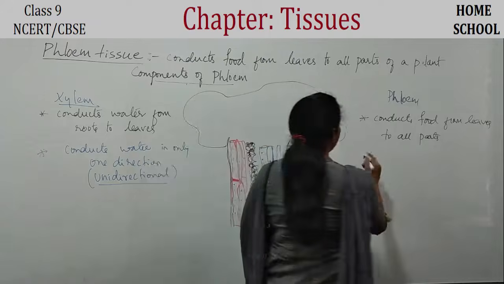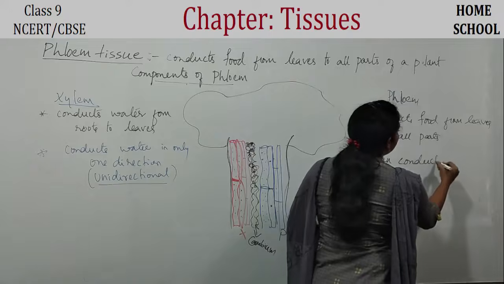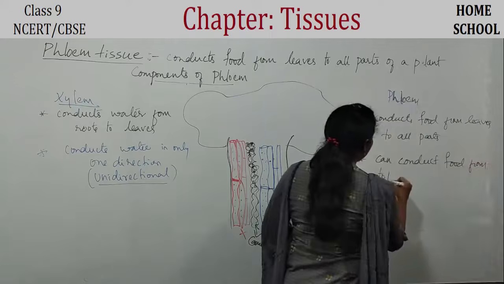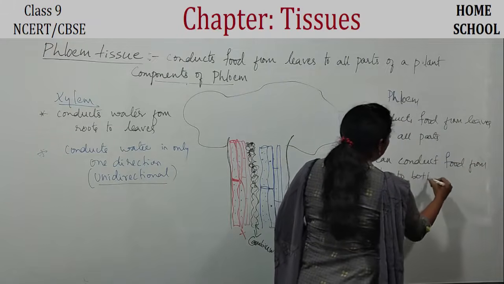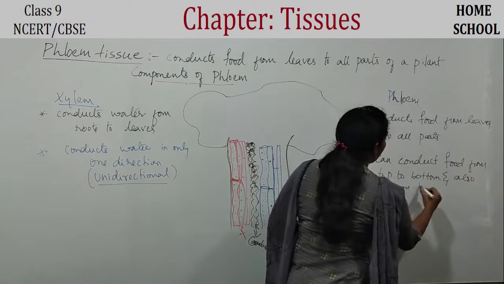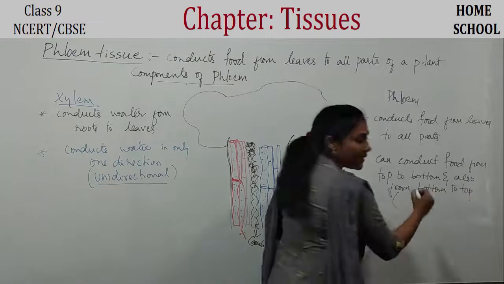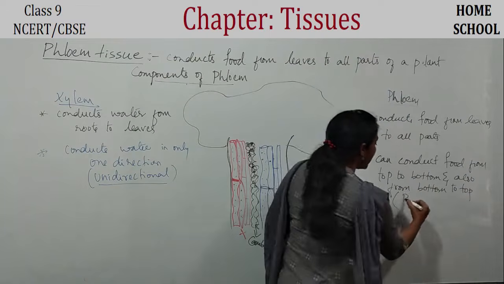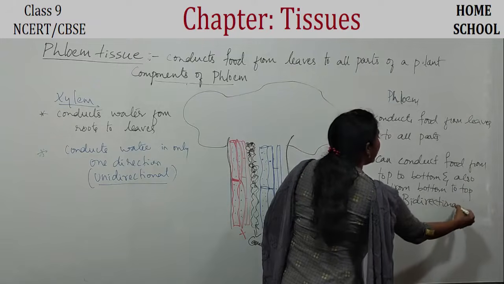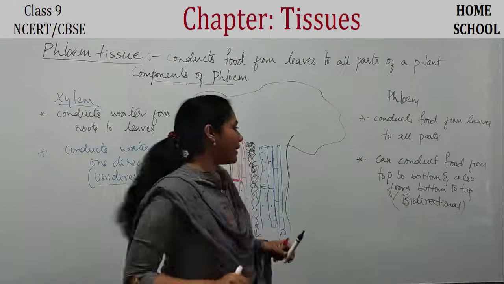But here, phloem can conduct food from top to bottom, and also from bottom to top. Bottom to top, guys. So that's the reason phloem's direction is bidirectional. Bi means two. Yes or no? So in both directions, food can be transported. Clear? In a plant body.